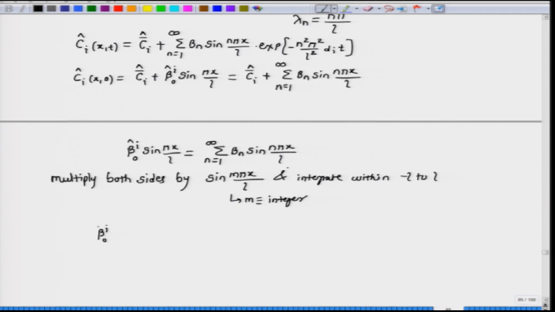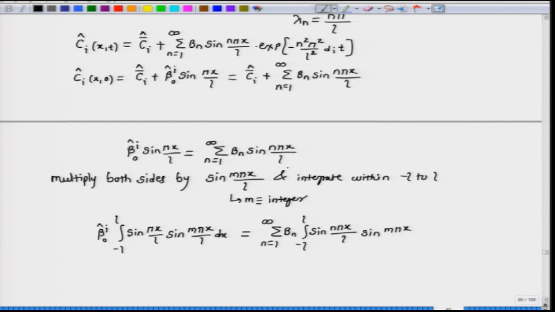So, we get beta 0 I cap integral from minus L to L of sin(pi x by L) sin(m pi x by L) dx, which should be equal to the summation over n equal to 1 to infinity of the integrals. The b n's are constants, so I can write the integral from minus L to L of sin(n pi x by L) sin(m pi x by L) dx.